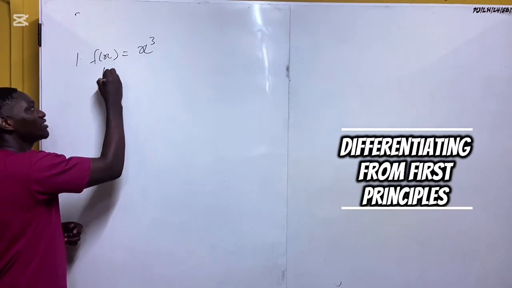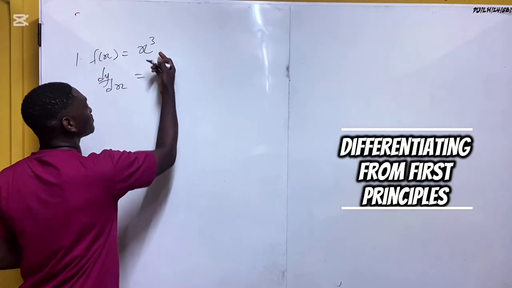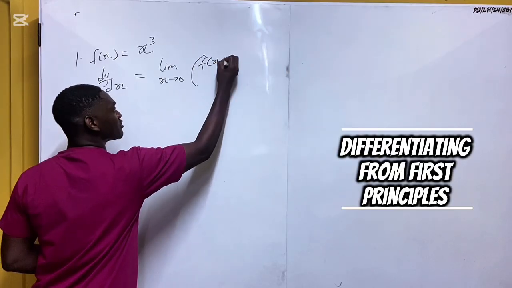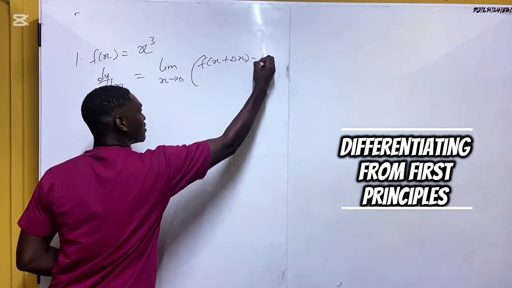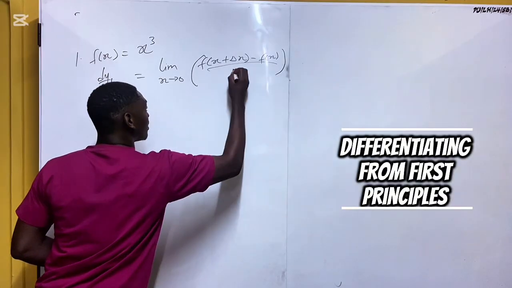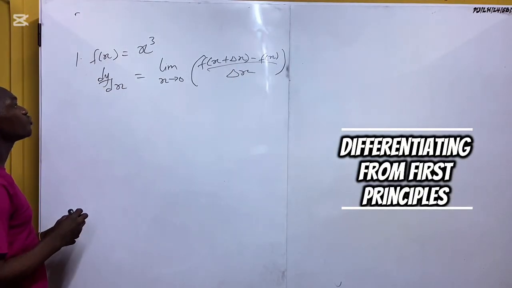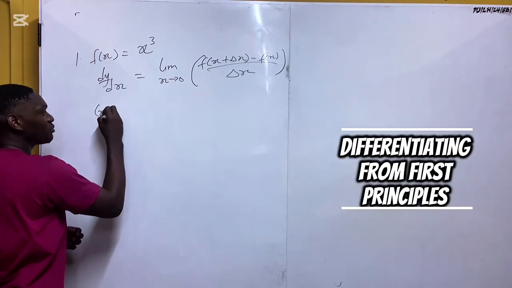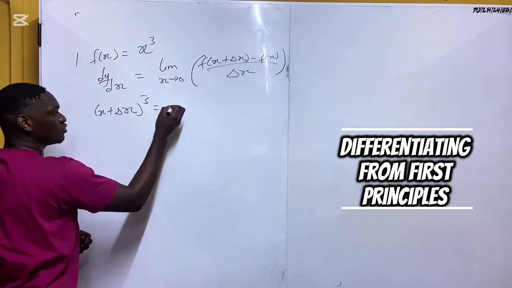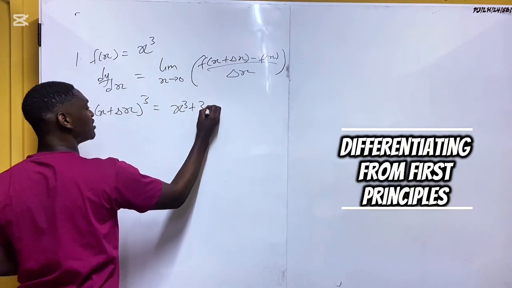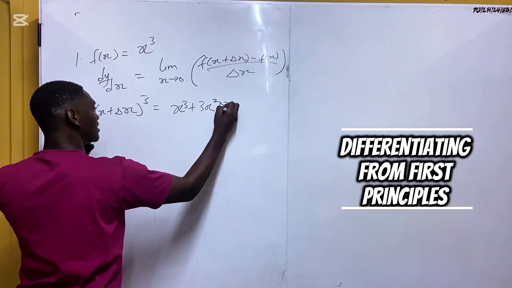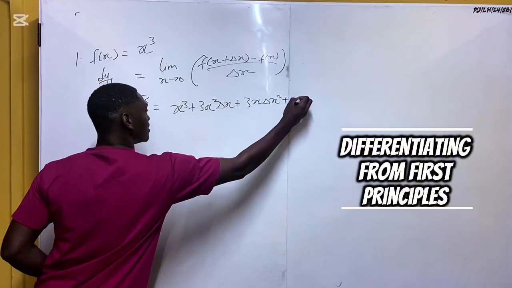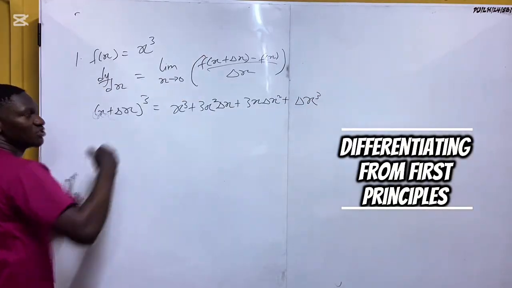So the formula is dy over dx equals the limit as change in x approaches 0 of f of x plus change in x minus f of x all over our change in x. Alright, so our f of x is x cubed, so our f of x plus change in x will be x plus change in x cubed, which will be x cubed plus 3x squared change in x plus 3x change in x squared plus change in x cubed. Let's put this into the formula and solve.